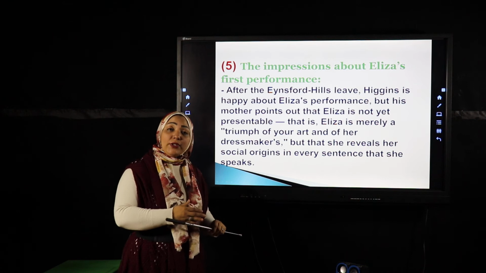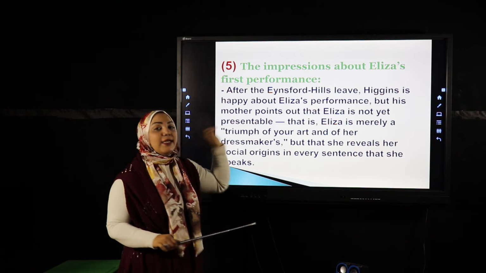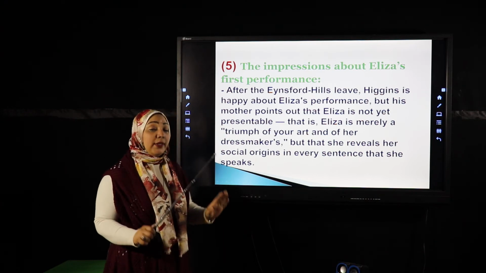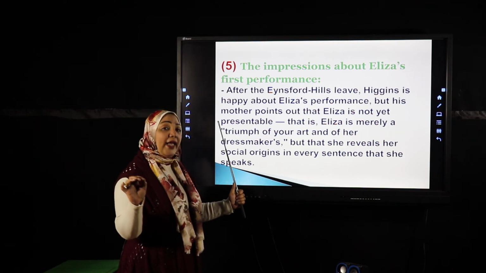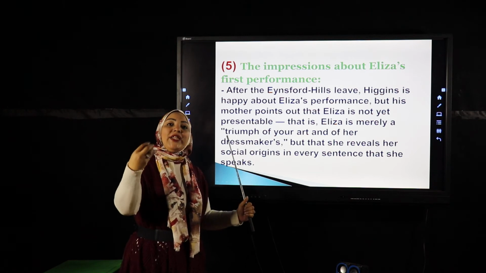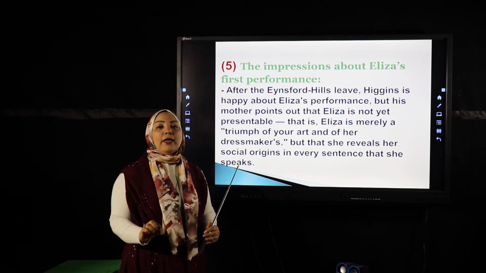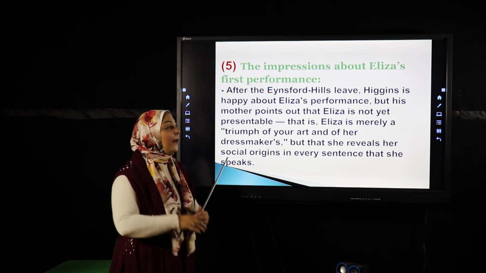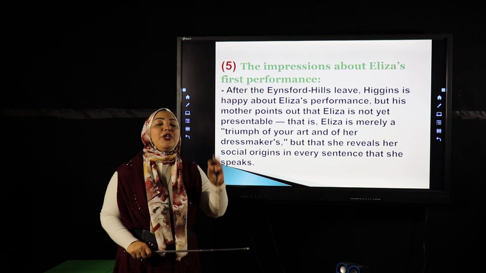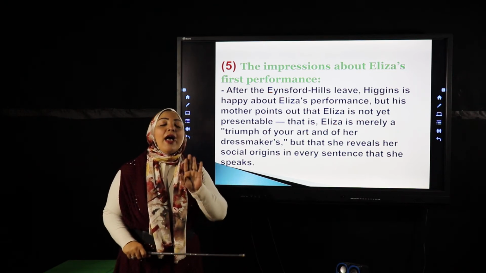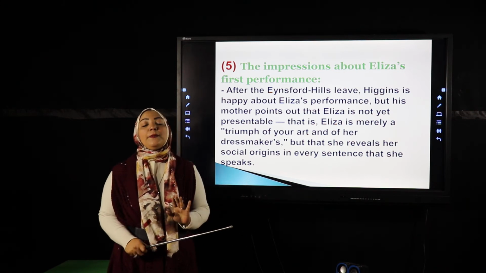The Eynsfords had left, and now Professor Higgins wanted to know the impression about Eliza, especially his mother's opinion. His mother simply answered him that Eliza is only the art or the achievement of her dressmaker and his art, which is phonetics. But she is not presentable yet. What does it mean? In everything she says, she shows that she has the spirit of a girl from the poor class or the low class. So she is not presentable yet.